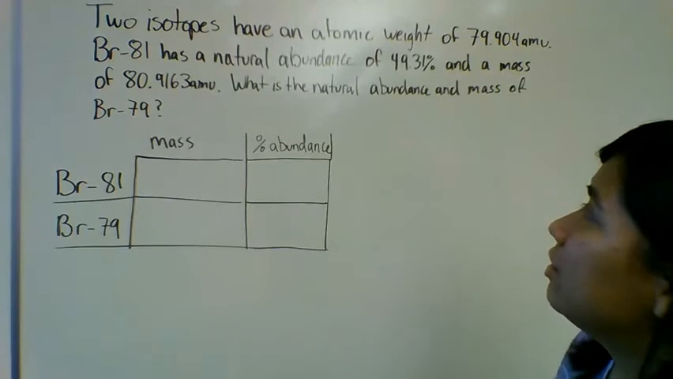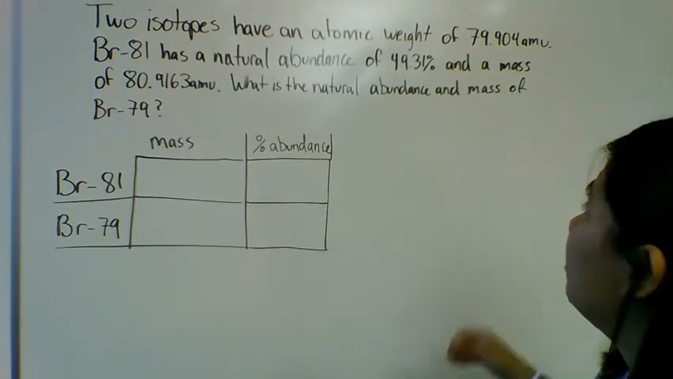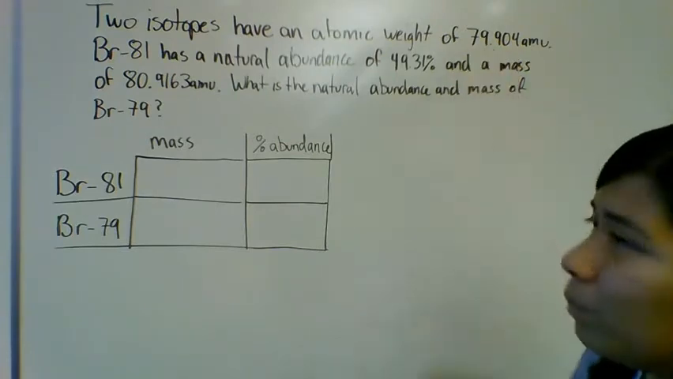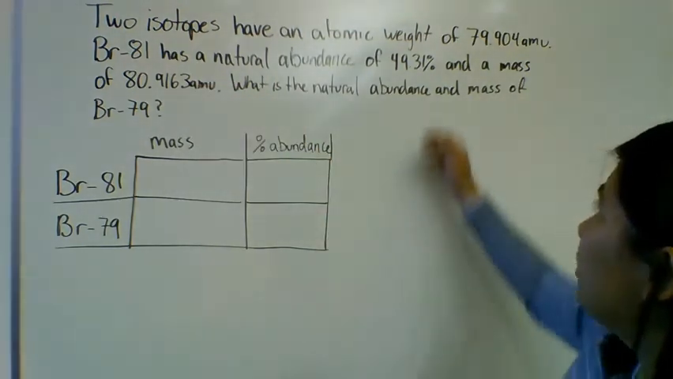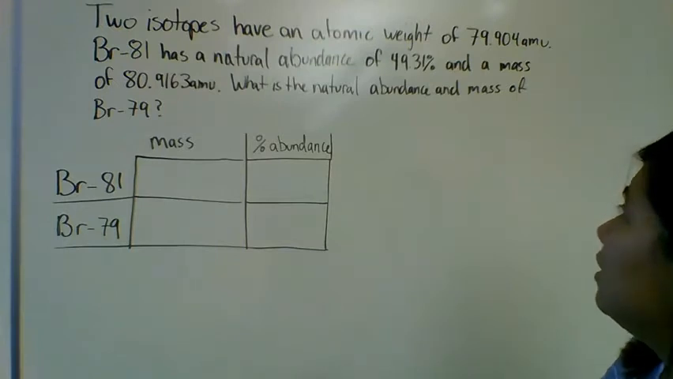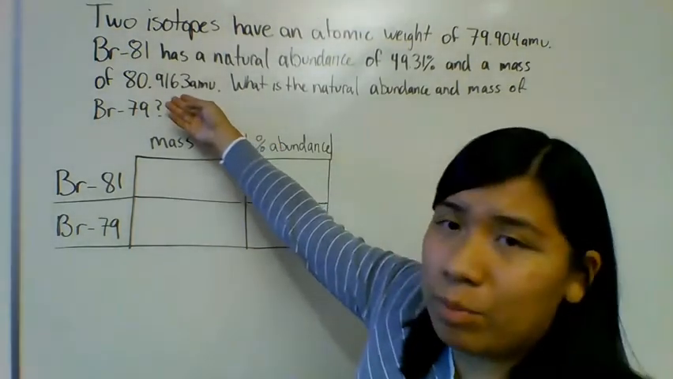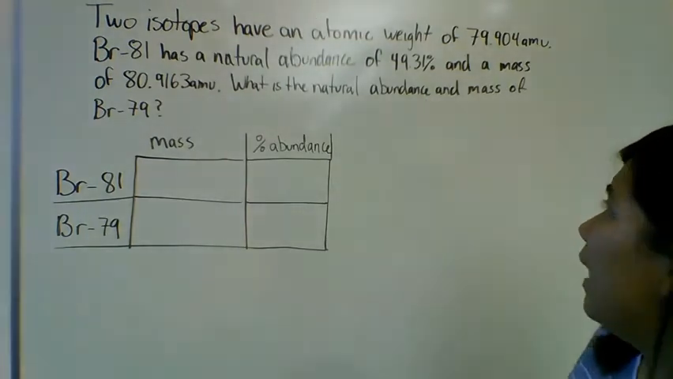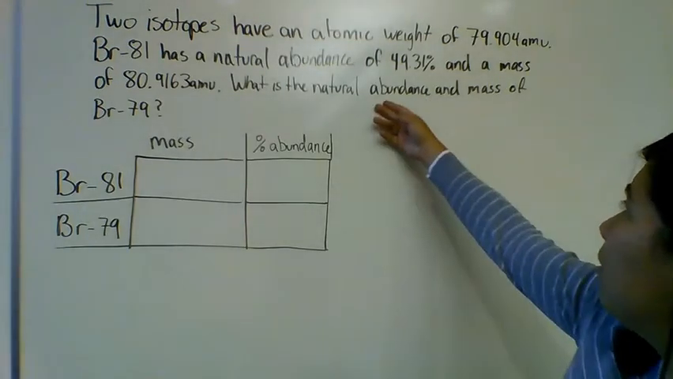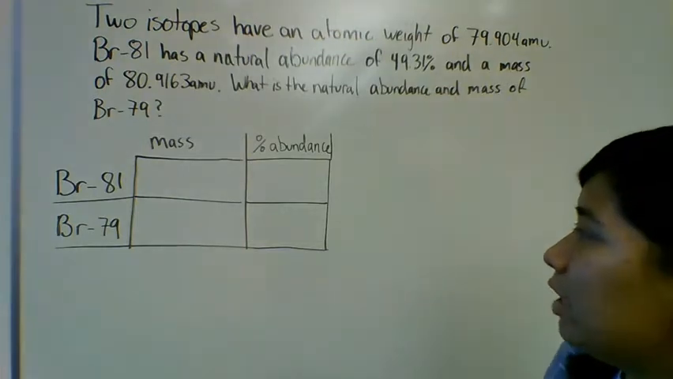This question tells us there are two isotopes that have an atomic weight of 79.904 AMU. Bromine 81 has a natural abundance of 49.31% and a mass of 80.9163 AMU. What is the natural abundance and mass of bromine 79?